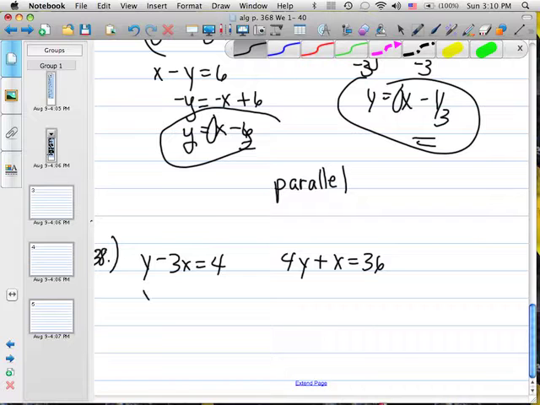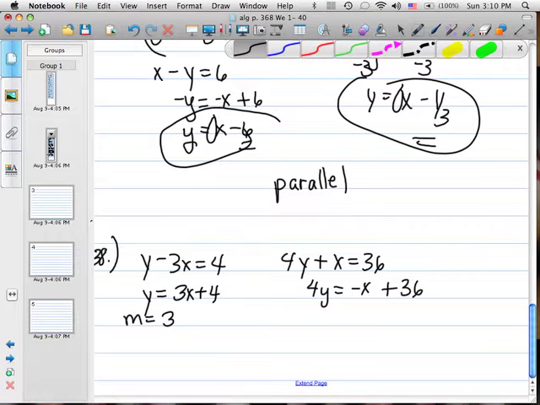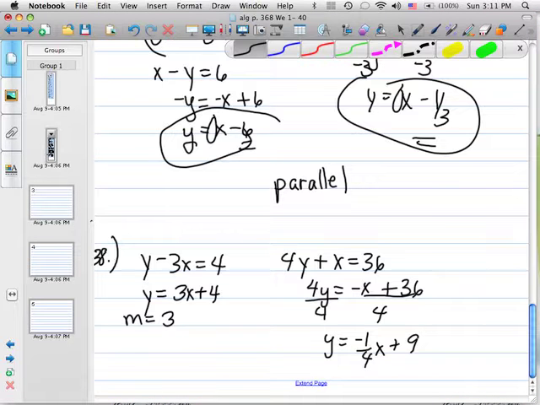So first we're going to get this in slope-intercept form. So y equals, add 3x to both sides, 3x plus 4. So this one has a slope of 3. And we want to find the y-intercept on the second one. So 4y equals, subtract x, negative x plus 36, divide by 4. So we get y equals negative 1/4 x plus 9.